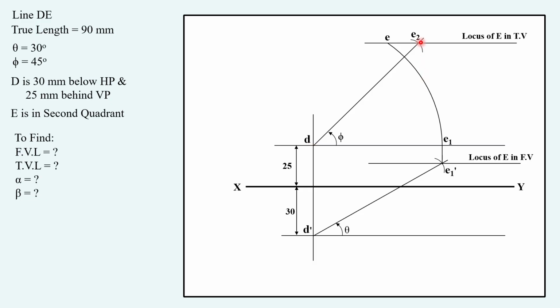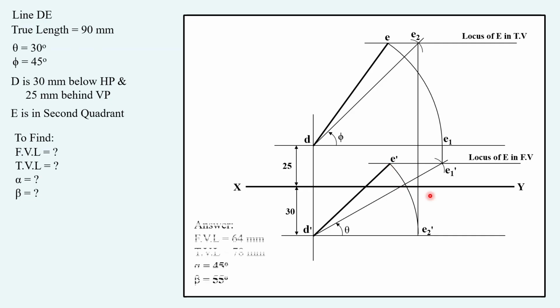Then you have to bring E2 projecting vertically downward up to D dash here with the corresponding name E2 dash. Keeping compass on D dash and distance D dash E2 dash, rotating it until it meets the locus of E in front view, here the corresponding name E dash. If you join D dash E dash, you have obtained the front view, and joining D E gives you the top view. If you follow the steps, you will get the answers.